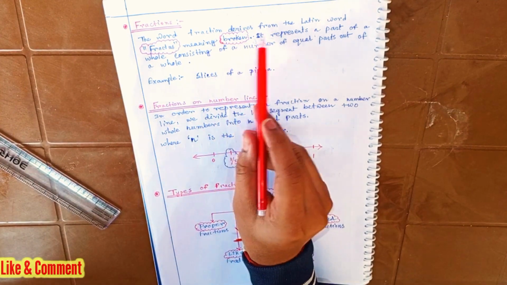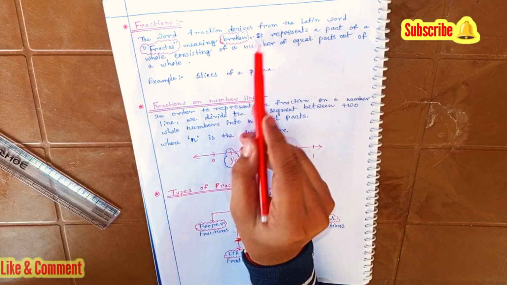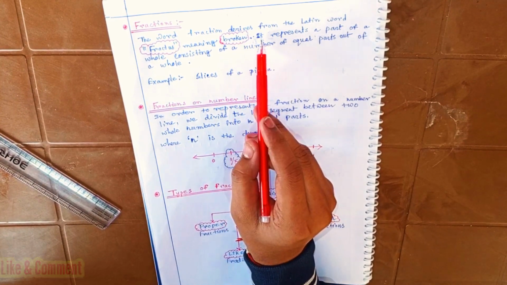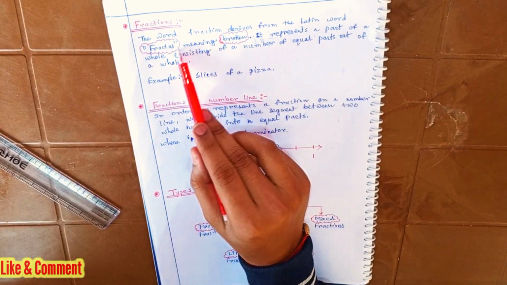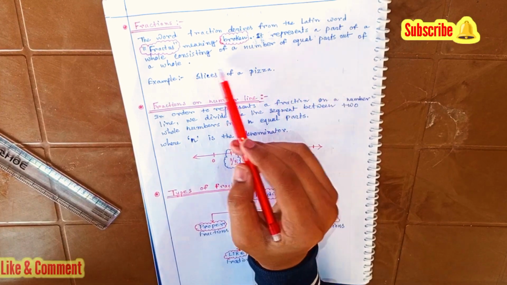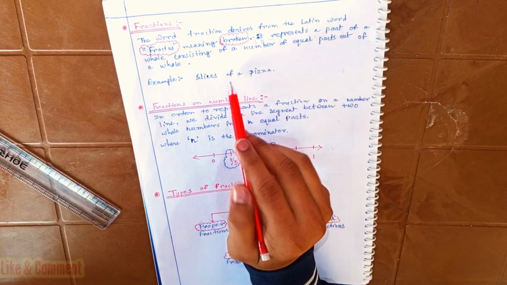The word fraction derives from the Latin word fractus, meaning broken. This is the broken number. We have to know that this is a broken number. It represents a part of a whole consisting of a number of equal parts out of a whole. For example, slices of pizza.